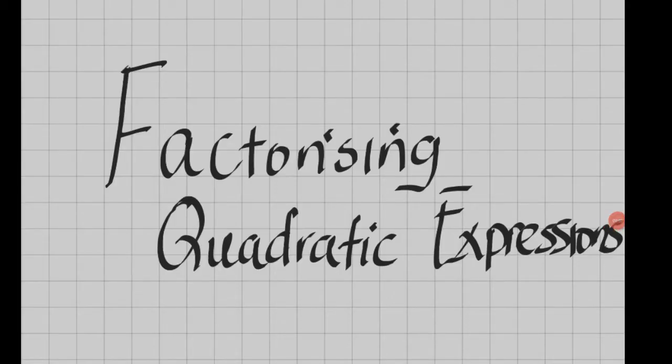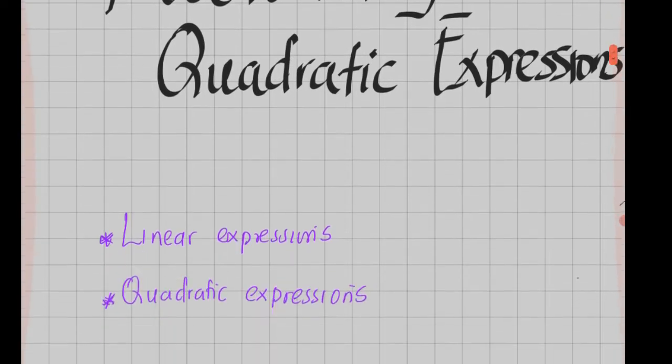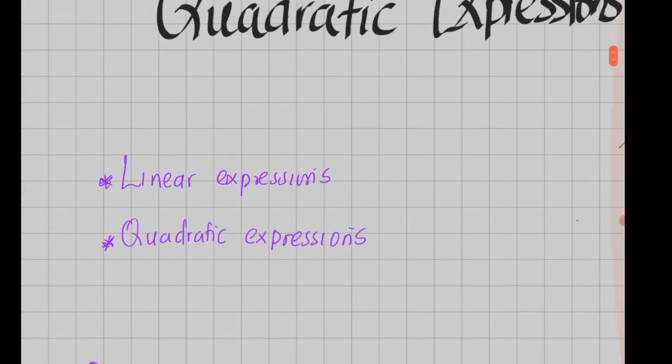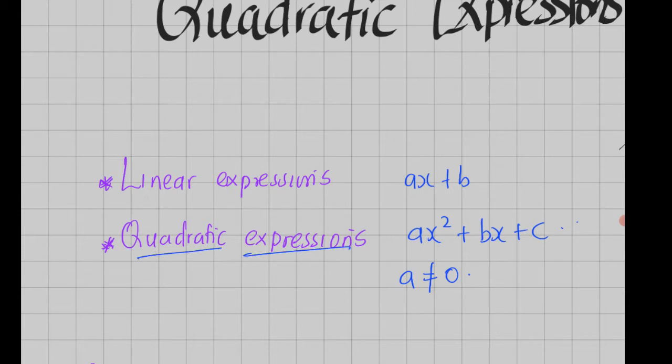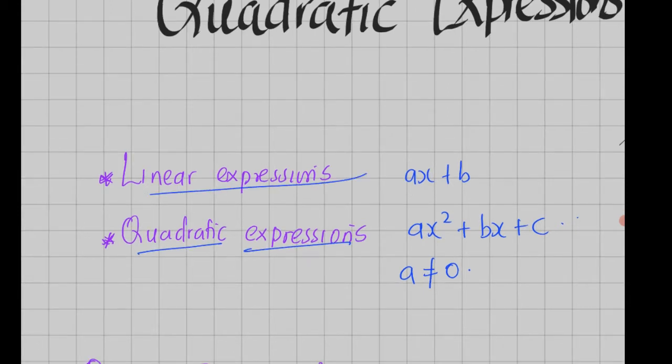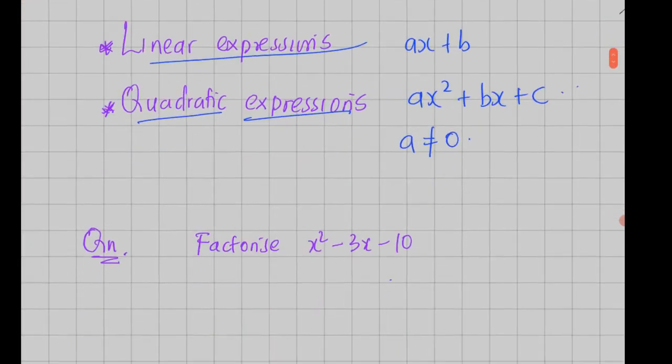Hi guys, in this video I'm going to show you how to factorize quadratic expressions. I wanted to first distinguish between a linear expression and a quadratic expression. A linear expression is in the form of ax plus b, and a quadratic expression is in the form of ax squared plus bx plus c, where a is a number that is not equal to 0. When we factorize a quadratic expression, we get two linear expressions that are multiplying each other, right?